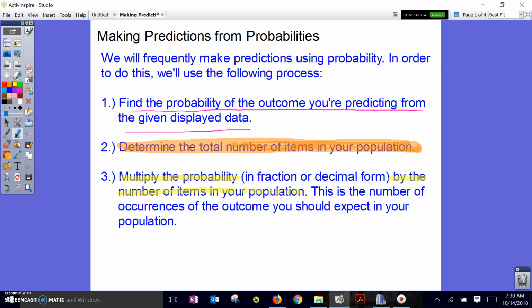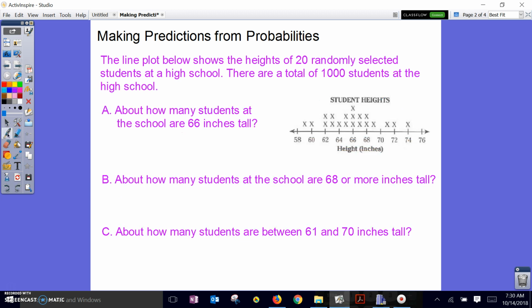And so basically we find the probability of something from a sample, and then we utilize that to determine the total number of occurrences we should expect for that outcome in our given population. And what exactly we mean by this will become pretty clear as we look at some examples here. Let's look at the first example.